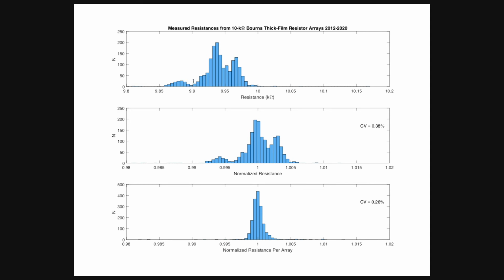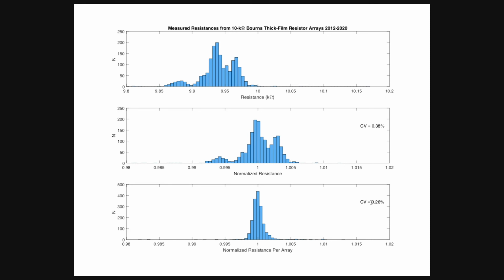but then in 2017, where we had that one group that was kind of off down a little bit to a slightly lower value of mean resistance, that represents this mode here, and the rest kind of stack up more in this range here. And again, if you normalize per array, you wind up with a much tighter distribution than the overall distribution.